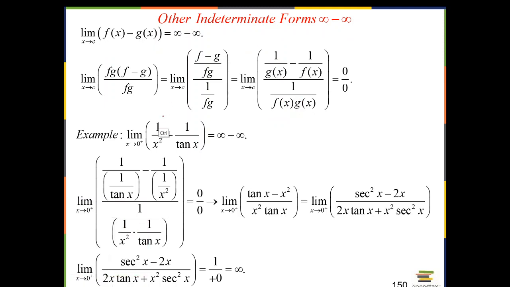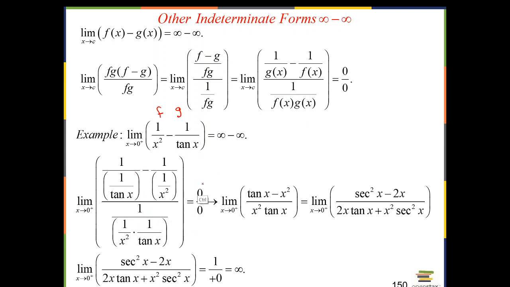So we have 1 over x squared minus 1 over tangent x, infinity minus infinity. When x approaches 0, that would be infinity. Tangent 0 is 0, so 1 over 0 is infinity. So what do we do? Remember, this is our f, this is our g. So we use this formula, 1 over g minus 1 over f divided by 1 over f times g. That's exactly what this is.